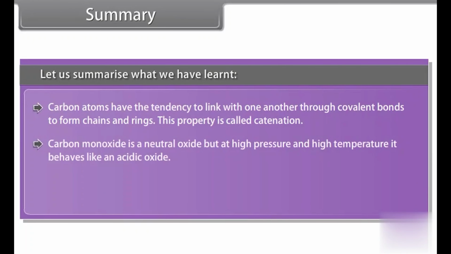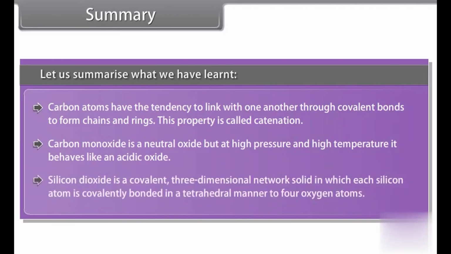Carbon monoxide is a neutral oxide, but at high pressure and high temperature, it behaves like an acidic oxide. Silicon dioxide is a covalent three-dimensional network solid in which each silicon atom is covalently bonded in a tetrahedral manner to 4 oxygen atoms.